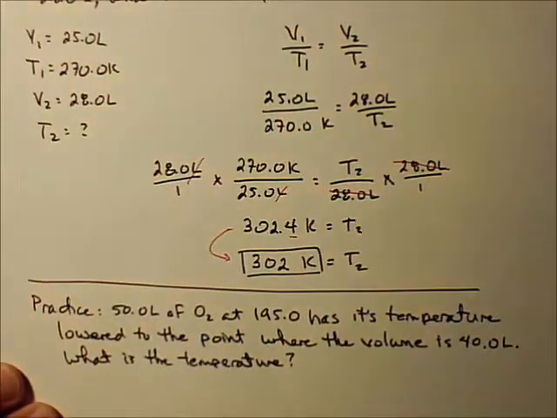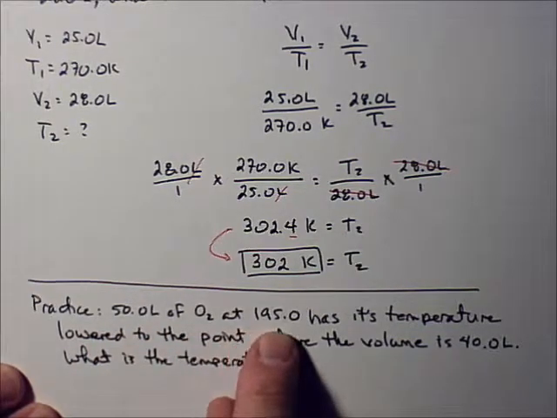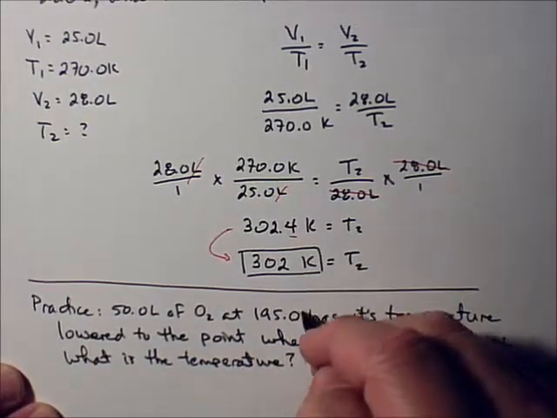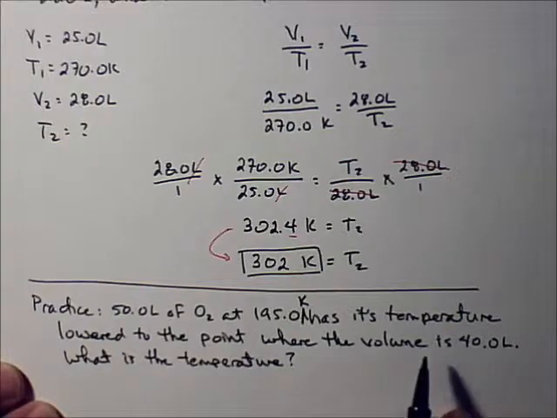All right, we're going to practice this problem now. 50 liters of oxygen at 195.0 Kelvin is what it should be, sorry. Has its temperature lowered to the point where the volume is 40.0 liters. What is the temperature?